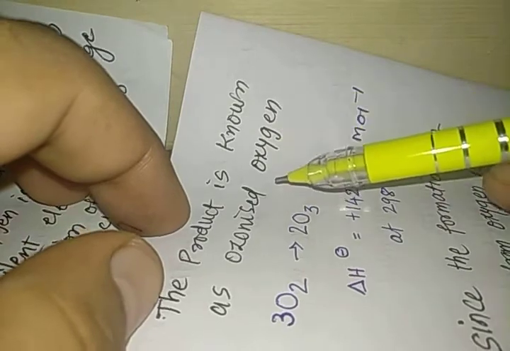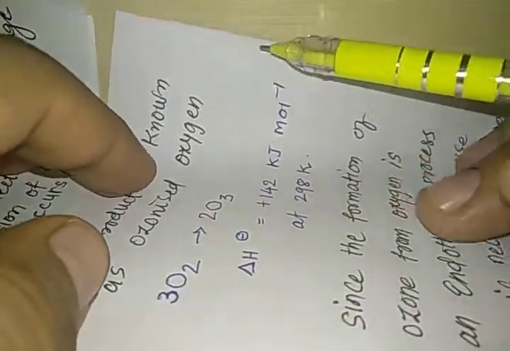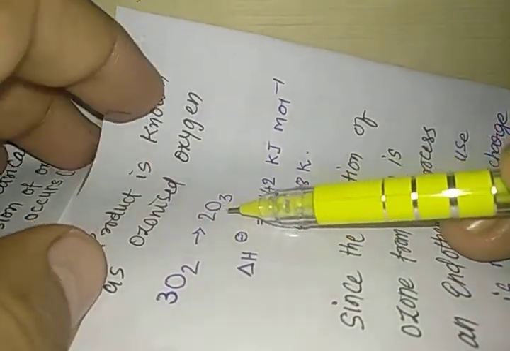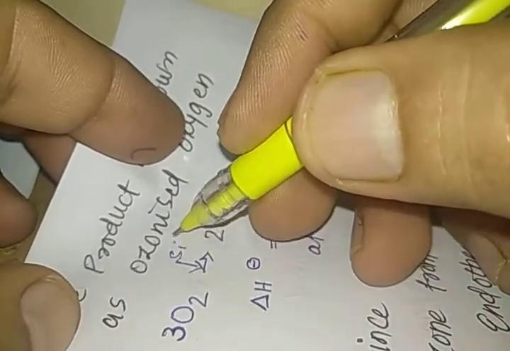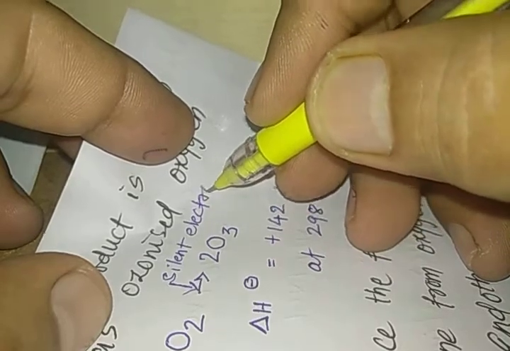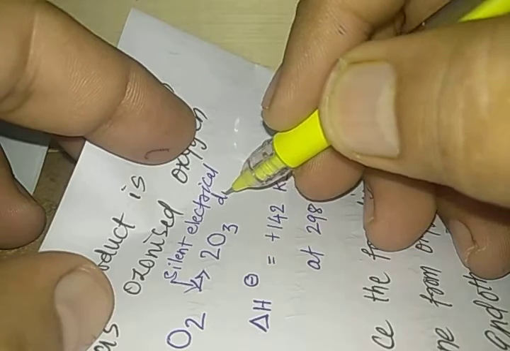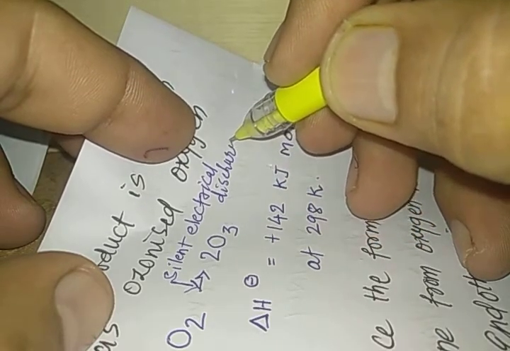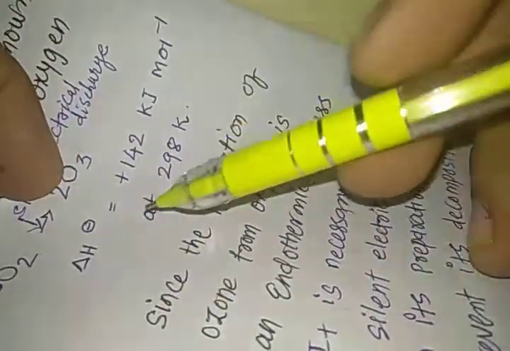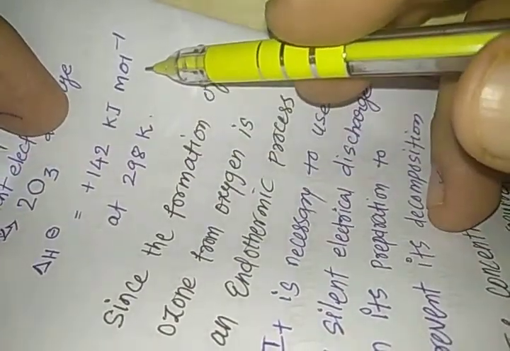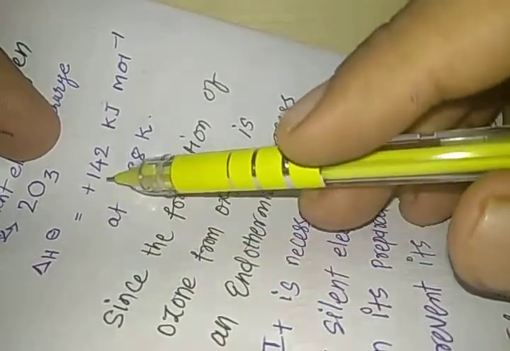And remember that the product which is produced by the silent electrical discharge is known as ozonised oxygen. So you can see that 3O2 is converted into 2O3 in the presence of silent electrical discharge. That is what we can write here. We can write here silent electrical discharge. Here delta H is equal to plus 142 kilojoule per mole at 298 Kelvin. That means delta H is positive.